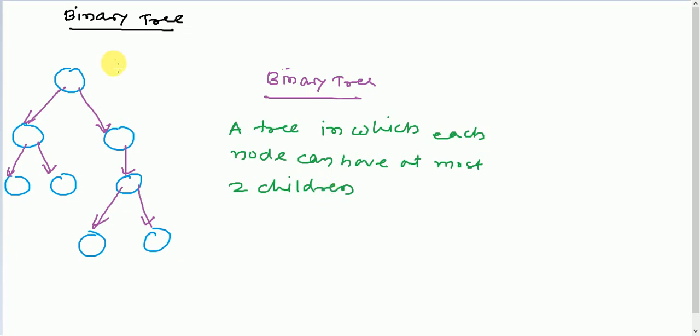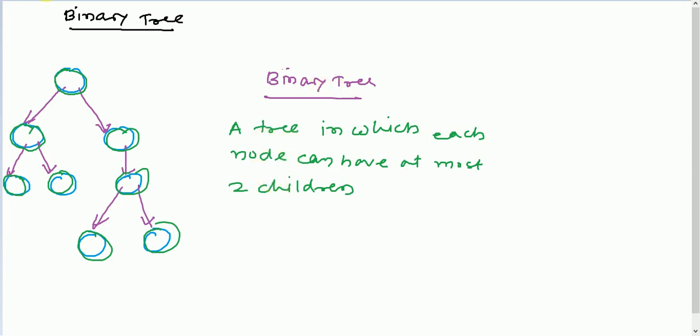And look here at every node. You can see this node has 2 children. This node has 2 children. This node has 0. This node has 0. This node has 1 child. This node has 2 children. This node has 0 children. This node has 0 children. So that's why this tree is called a binary tree.